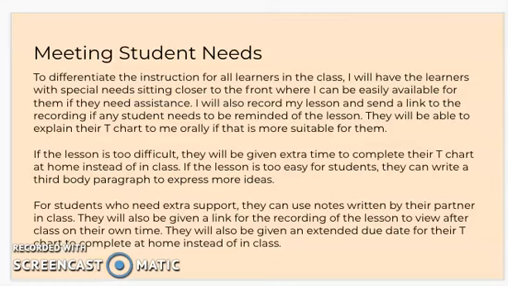For students who need extra support, they can use their notes written by their partner in class. They will also be given a link to the recording of the lesson to view after class on their own time. They can be given an extended due date for their T-chart to complete at home.